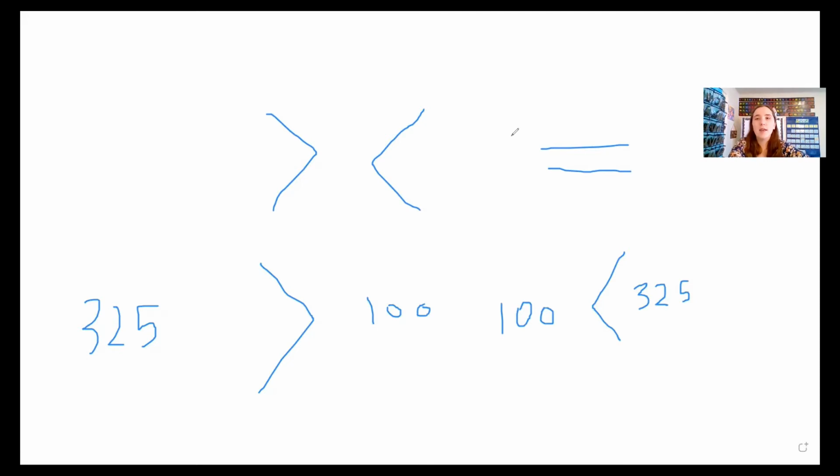And then finally, if we have two numbers and they have the same value, which means they are the same, we would say 5 is the same as 5, or 5 equals 5. That's how we use our equal sign. So those are the three different ways that we're going to be comparing numbers today: greater than, less than, and equal to. Let's watch our visual learning video to learn more.